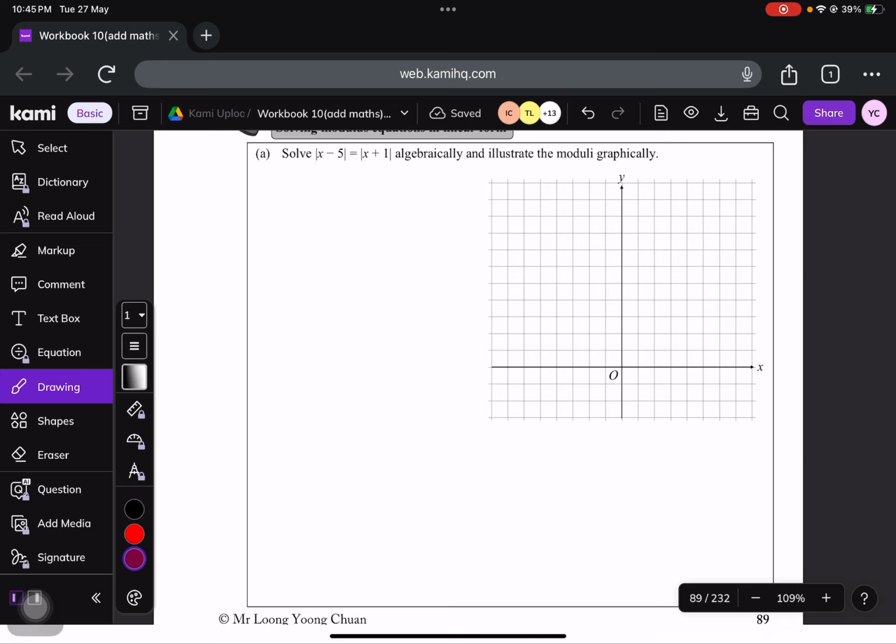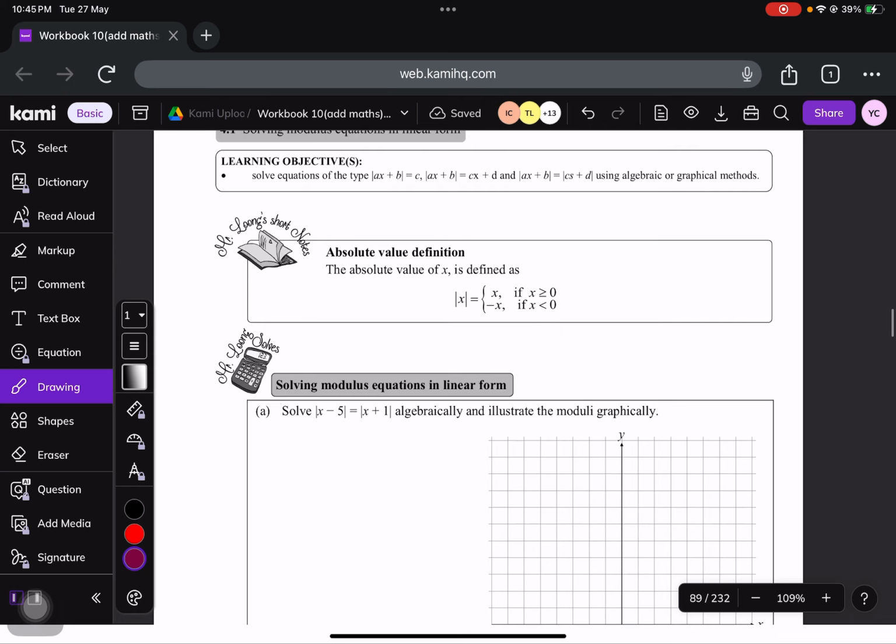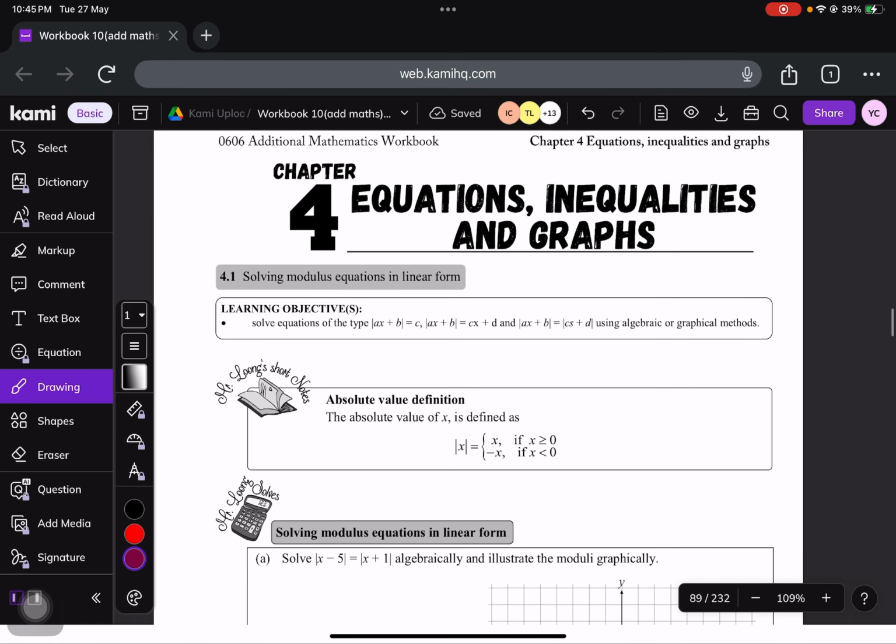Now in this chapter, we are talking about equations, inequalities and graphs. Basically, in this chapter we are talking about drawing graphs. I do know that we have learned about drawing graphs before, but specifically here we are talking about drawing modulus graphs for linear form, quadratic form and cubic form. So we will go for linear first.